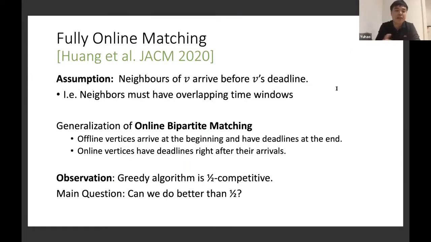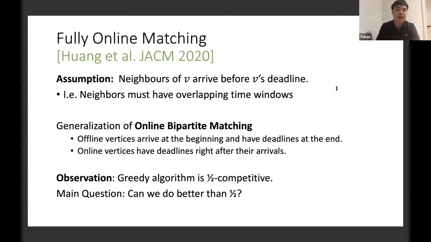Okay, to make the fully online matching model more reasonable, we add one more assumption. That is, we let the neighbors of a vertex B must arrive before its deadline. That is because not only algorithms, but also the optimal solver should not be able to match a vertex with another vertex that has already left. So there's no reason to have edges between them.